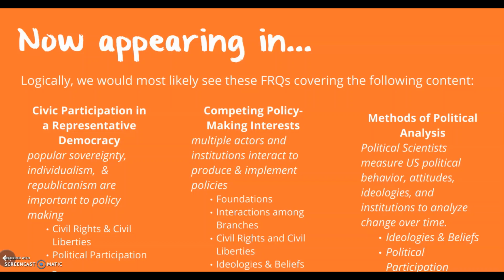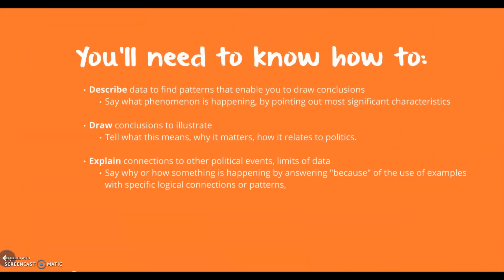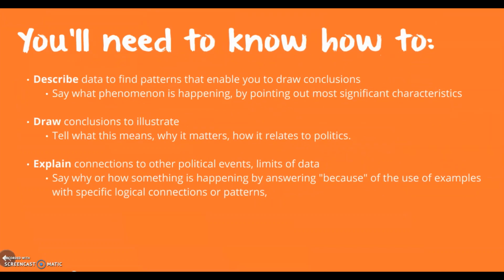The last big idea is methods of political analysis, where political scientists measure our behavior, attitudes, and ideologies over time. And so, again, we're going to see this in Unit 5 with our linkage institutions. We're going to see it in Unit 2 when we talk about policymaking institutions. We may see a little bit of it in Unit 1 when we talk about federalism. We may see a little bit of it in Unit 3 when we talk about civil rights and civil liberties. Long story short, you're going to see it, and it will pop up maybe around these different kinds of ideas. So by anticipating them, we may be less anxious when we think about what we have to do with this.